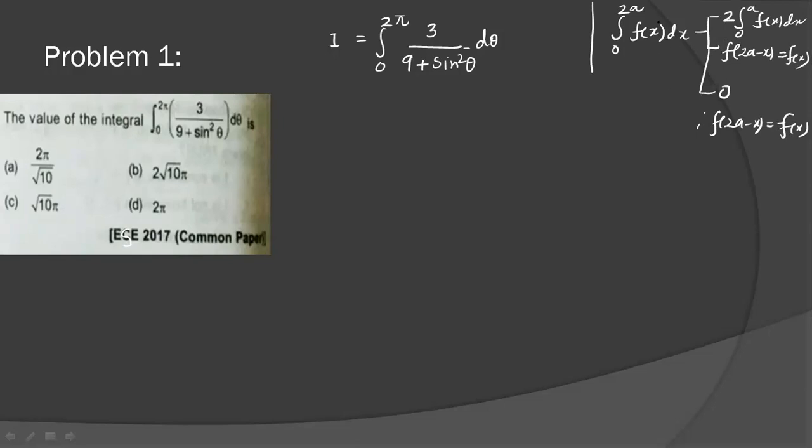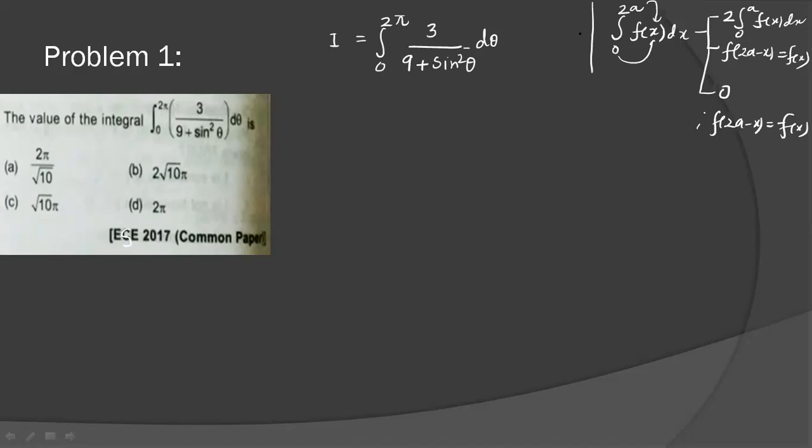If you remember, I told you when the value at 2a and the value at 0 is the same, we always use this property. We can use this property in other cases also, but when the integrand, the given function 3 upon 9 plus sine square theta, is the same on the upper limit and lower limit, then we always apply this property. So if you check, at 2 pi sine theta is 0 and at 0 sine theta is 0, it means the value is the same. So we have to apply this property.